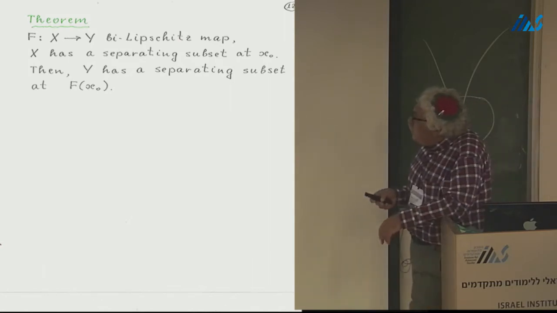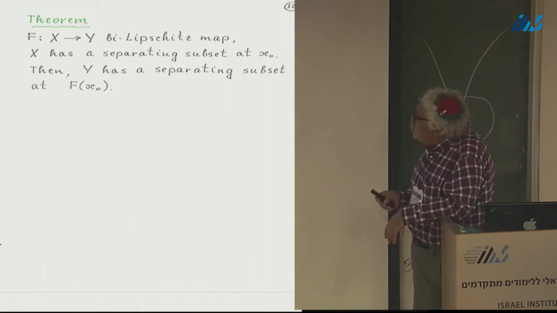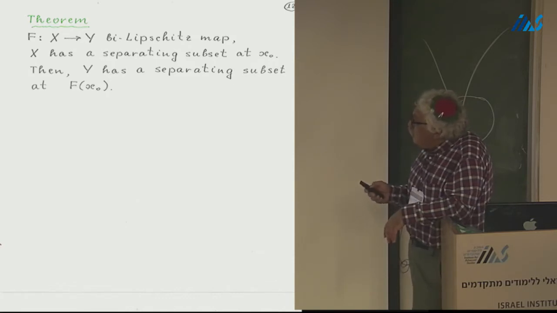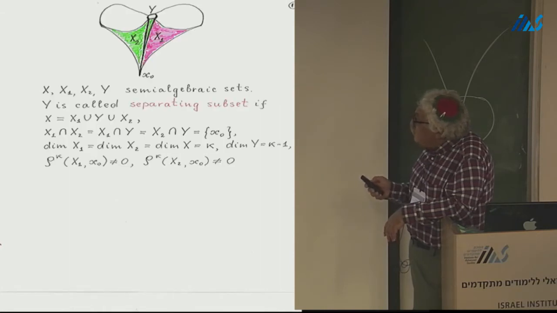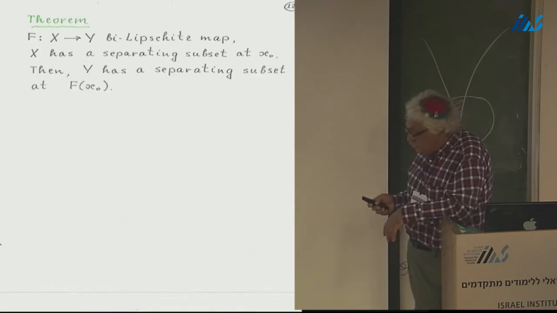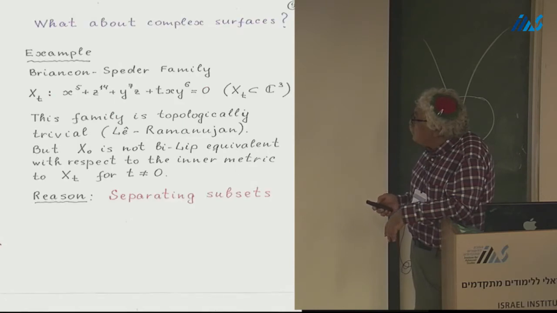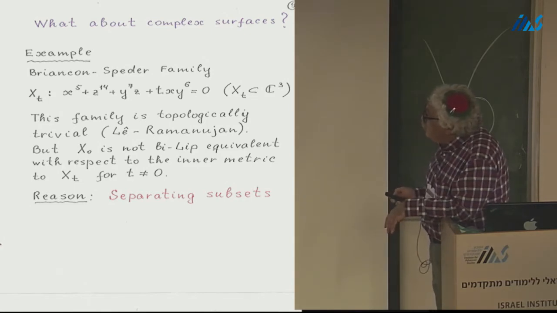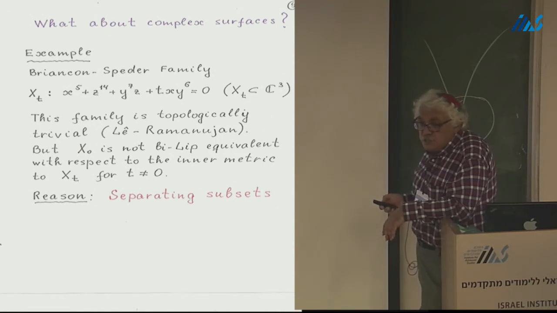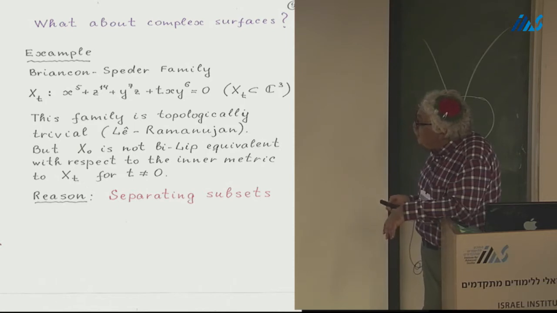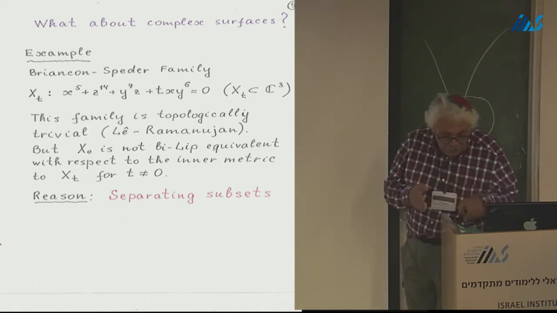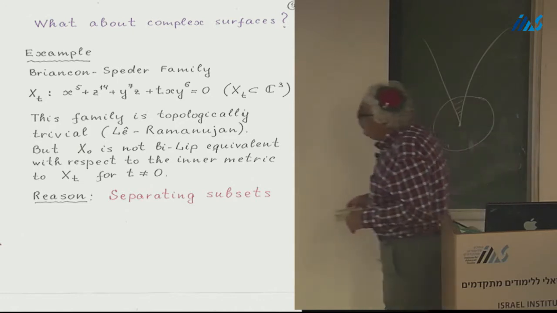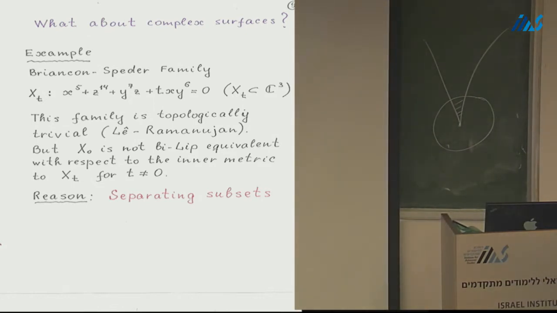Okay, then what's happening? If you have a bi-Lipschitz map between two subsets, and the first one has a separating set, then the second one also must have a separating set. And let's come back to the Brianson-Speder family. In the Brianson-Speder family, if you have t equals zero, we don't have a separating set, right? The equation looks quite complicated, but I can give you a less complicated example where we have a separating set.